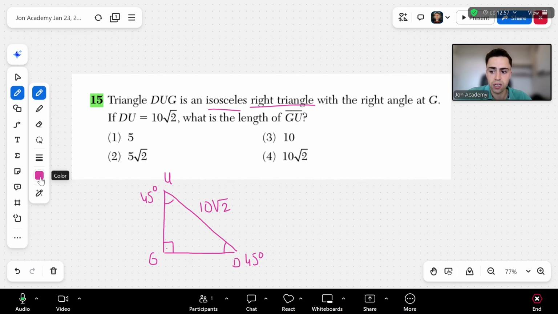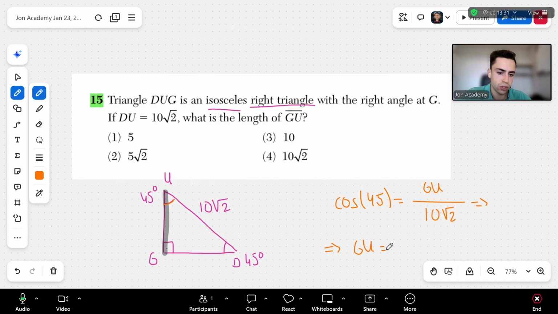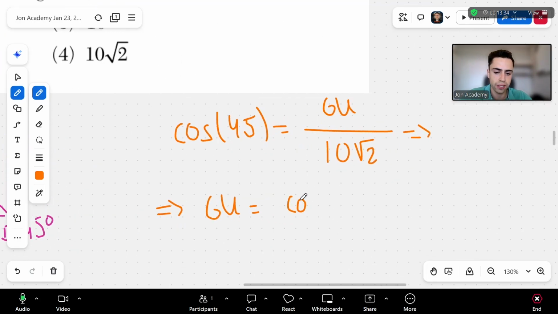So now, yeah, let's just use SOHCAHTOA. We have the hypotenuse. We are looking for this side now. And we know this angle, no? So we could be using the cosinus again, no? So cosinus 45 equals GU divided by the hypotenuse, which is 10 square root of 2. And then solving for that, GU is gonna be multiplying both, no? So cosinus 45 and this that comes multiplying to the other side.